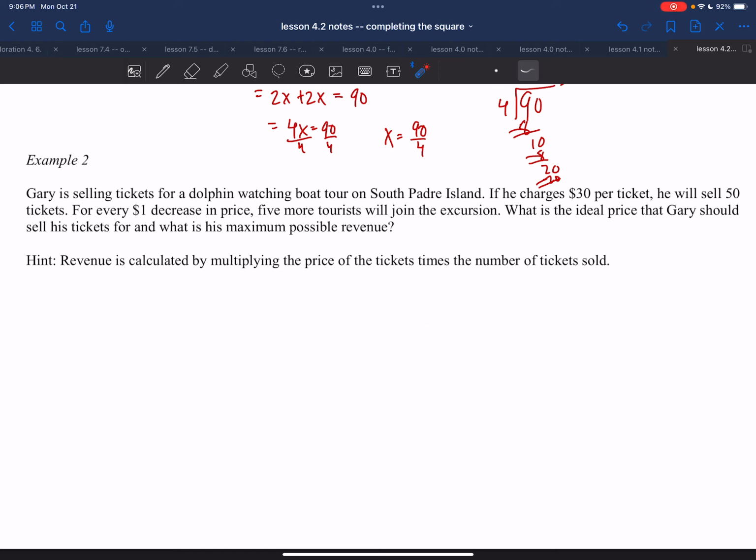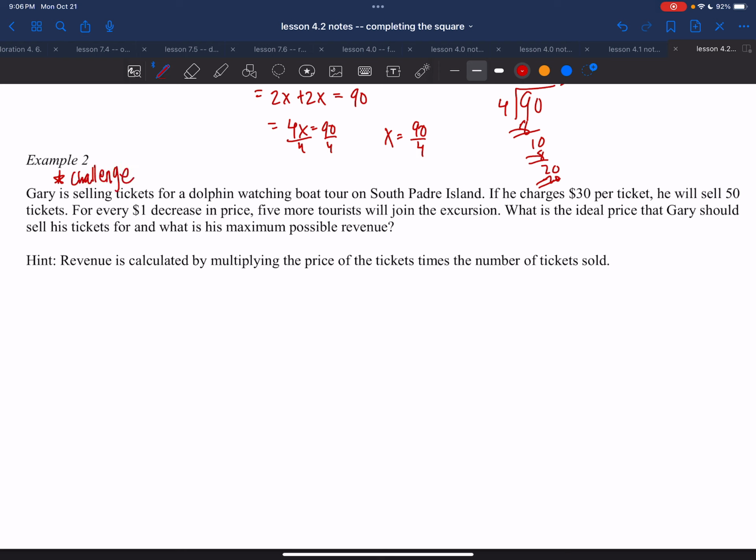Again, Gary is selling tickets for a dolphin watching boat tour on South Padre Island. He charges $30 per ticket. He will sell 50 tickets. For every $1 decrease in price, 5 more tourists will join the excursion. What then is the ideal price that Gary should sell his tickets for, and what is his maximum possible revenue? This is kind of a challenging question.